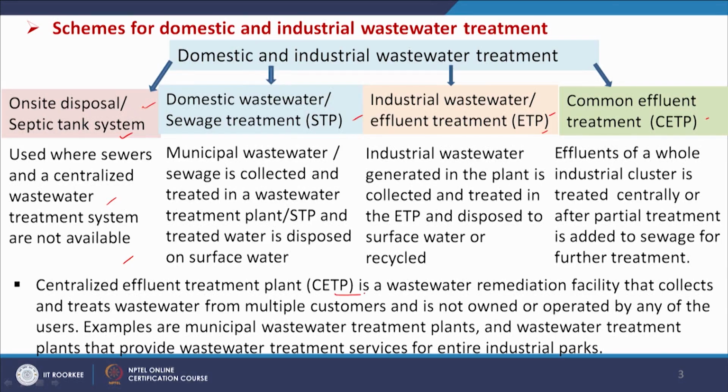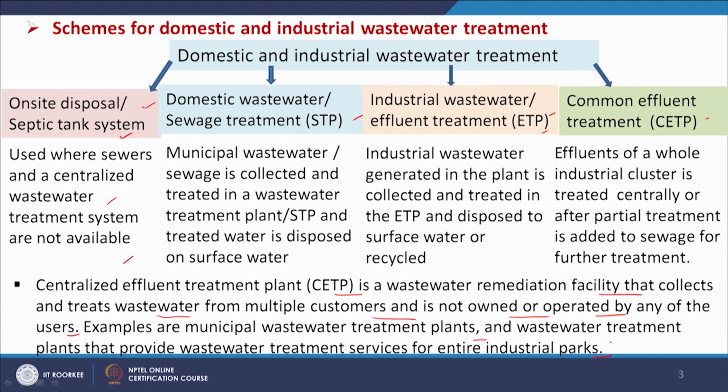So, this wastewater generated directly enters the sewage stream, and then this is treated centrally, or sometimes in a cluster, different industries generating wastewater are collected in a central facility and treated. So, that facility is called the common effluent treatment plant. So, effluents of a whole industrial cluster are treated centrally, or after partial treatment are added to sewage for further treatment. And a centralized effluent treatment plant or CETP is a wastewater remediation facility that collects and treats wastewater from multiple customers and is not owned or operated by any of the users. Examples are municipal wastewater treatment plants and wastewater treatment plants that provide wastewater treatment services for entire industrial parks.